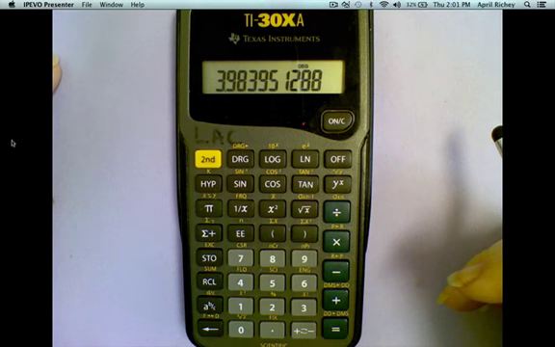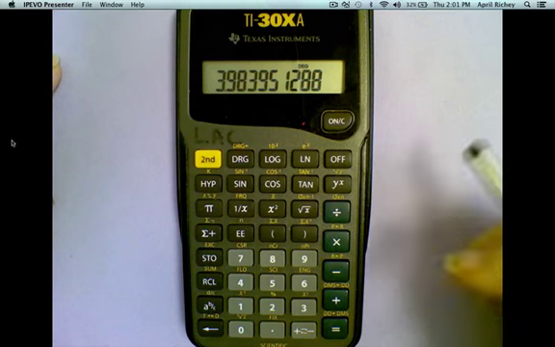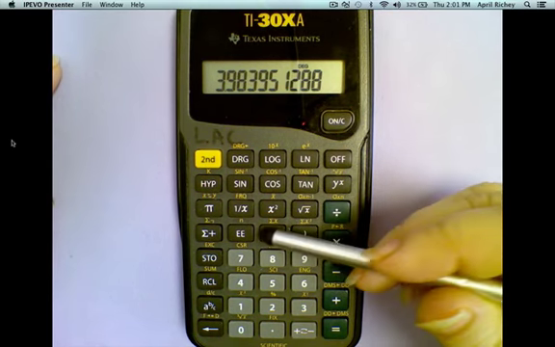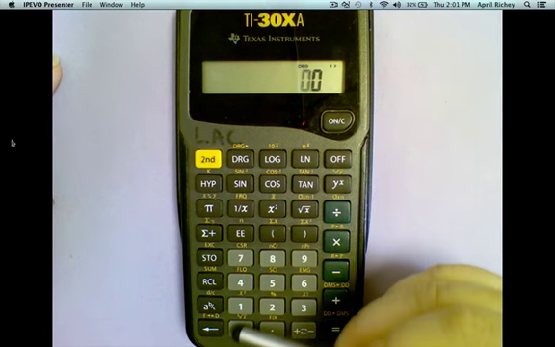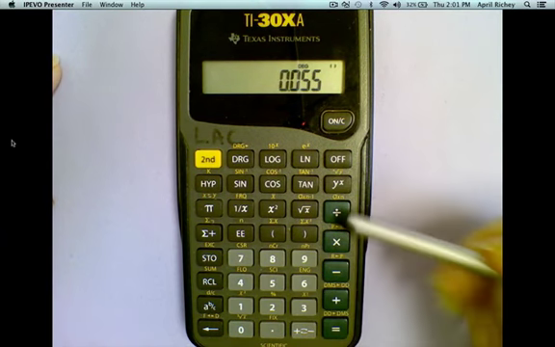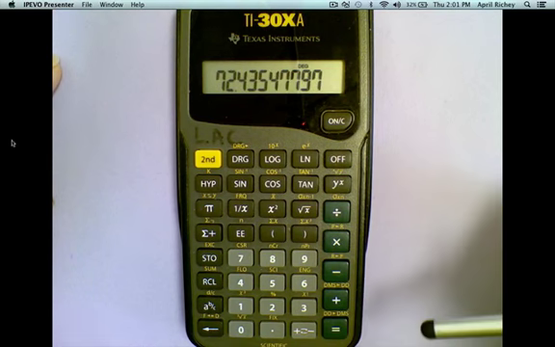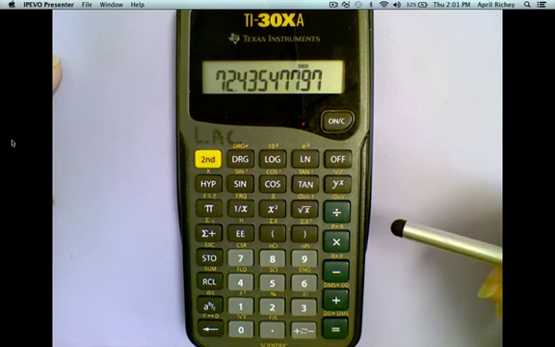Now I'm going to divide by the 0.055 divided by 1. And as I said before, if you just want to divide by the 0.055, you wouldn't need the parentheses. But if you leave the 1 in there, let's go ahead and use the parentheses. So divided by parenthesis 0.055 divided by 1, and close your parenthesis and press equals.